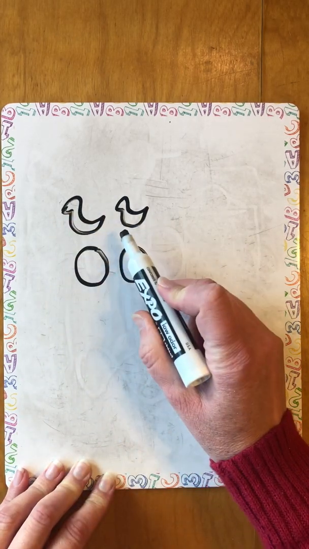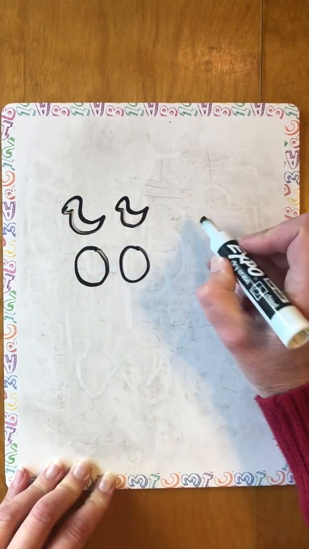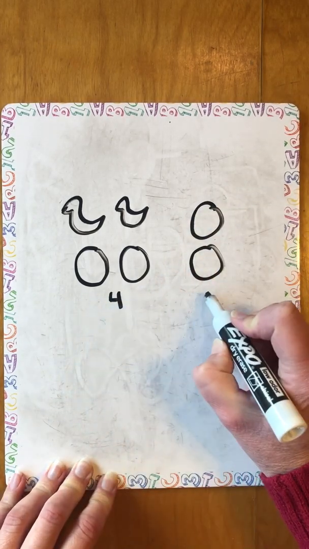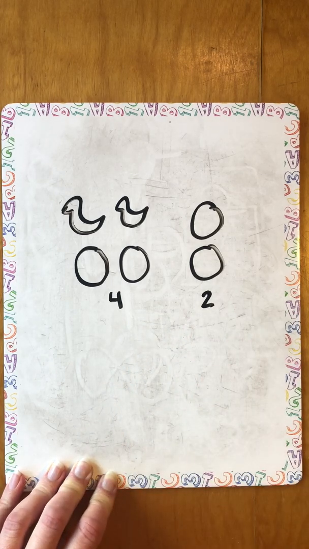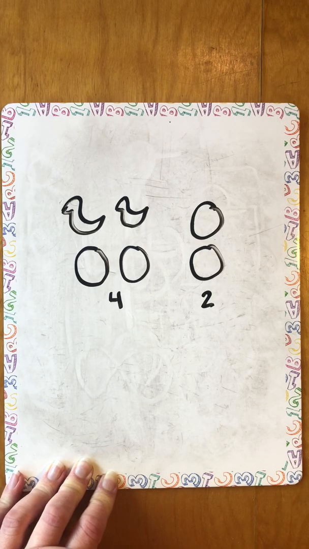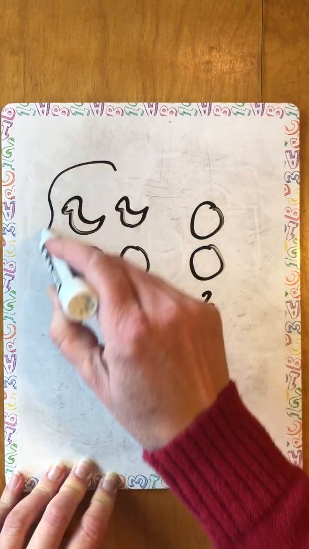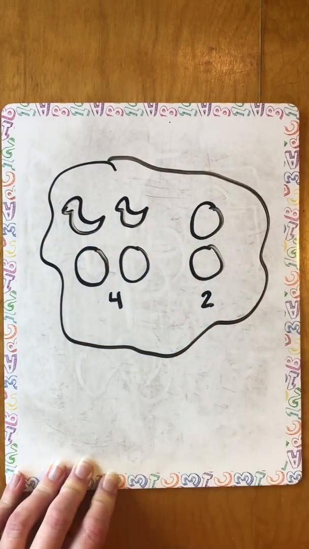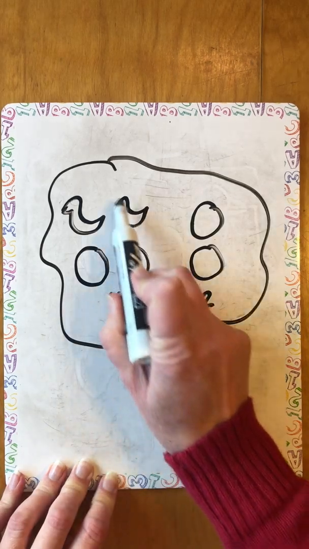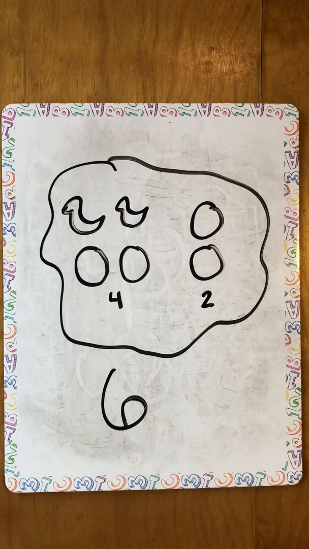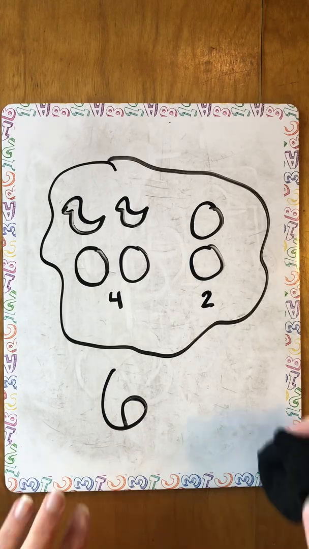4 ducks are swimming. How many join them? 1, 2. So here's our 4. Here's our 2. And we drew the picture to show what was happening. Now we can solve it. How many ducks are swimming now? So if this is all the water, they're all in the water. We have 1, 2, 3, 4, 5, 6. Or I could count it even faster and say 4, 5, 6. 6 is our answer. That's how we're going to practice these addition word problems today.